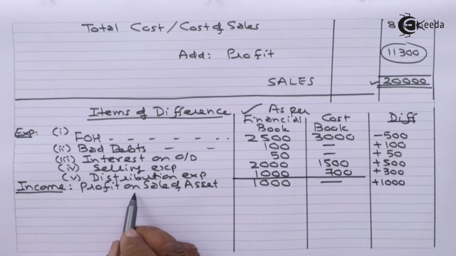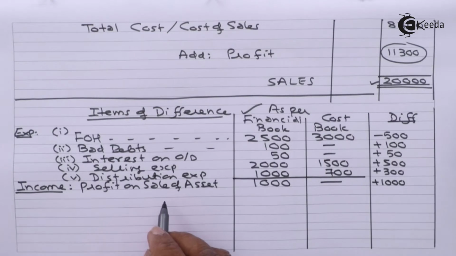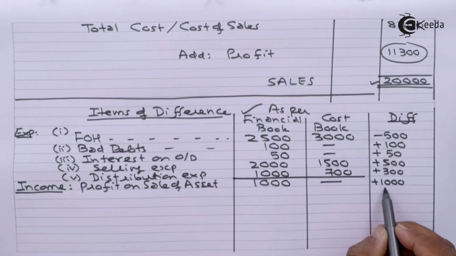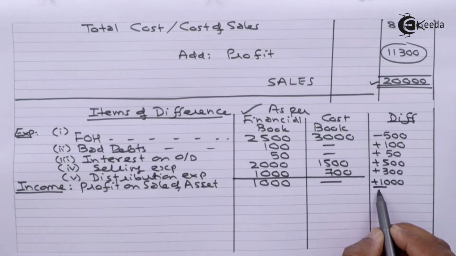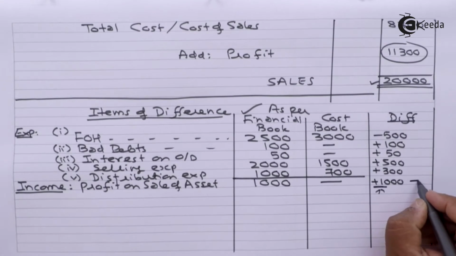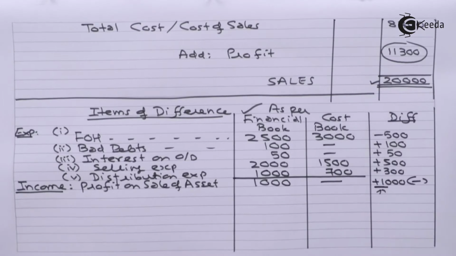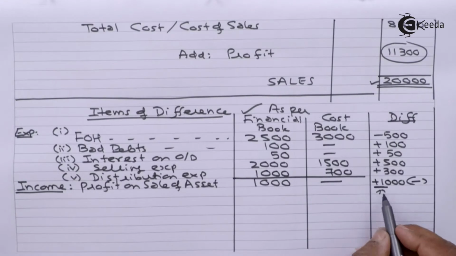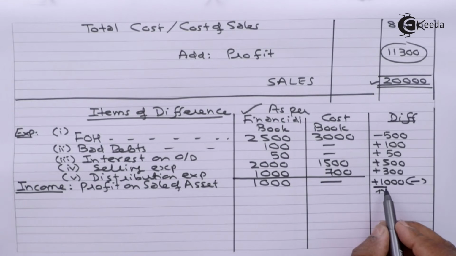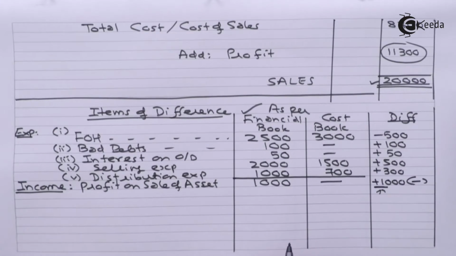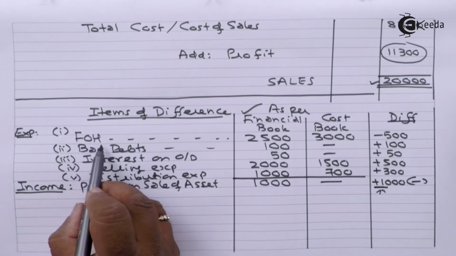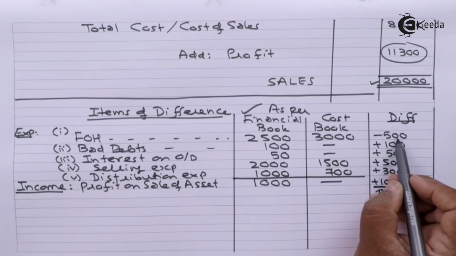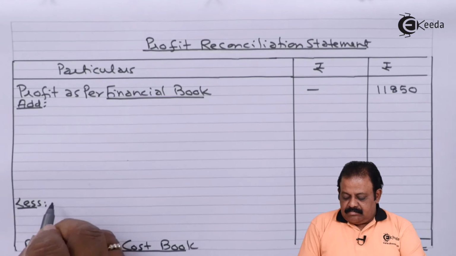Only in case of income, we are required to reverse the sign. So here we got plus 1000. So we have to take, in solution, minus. If we had here minus 1000, in solution we would have taken plus. Now factory overheads, it is minus 500. So it is less.